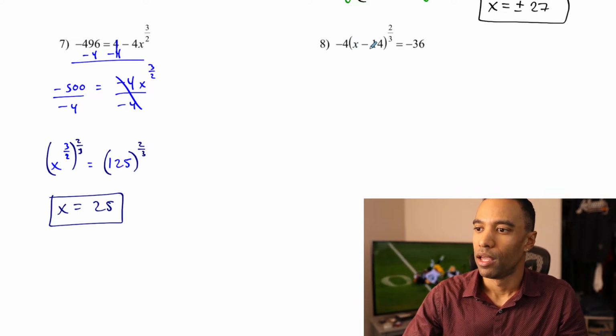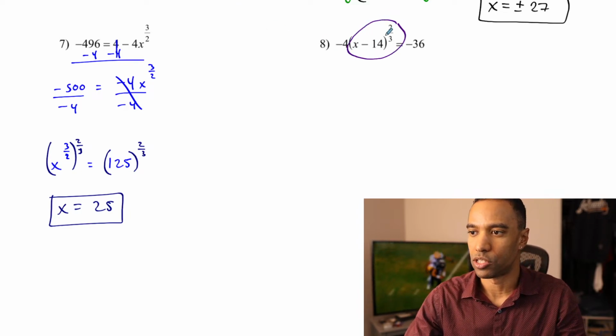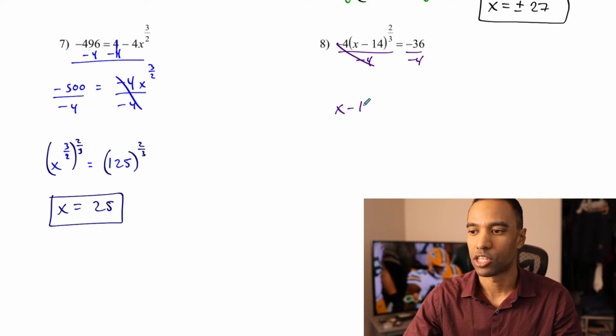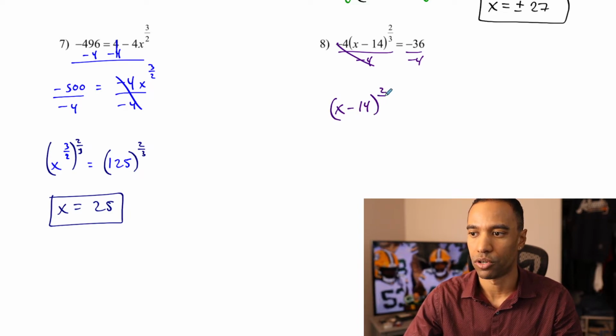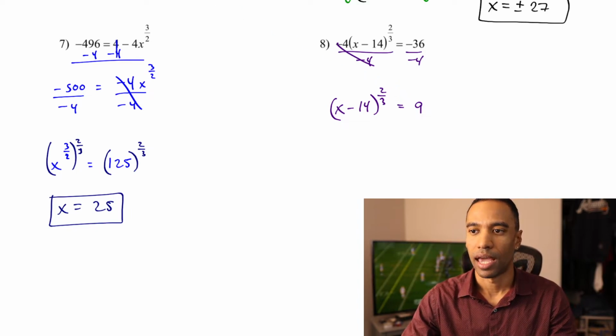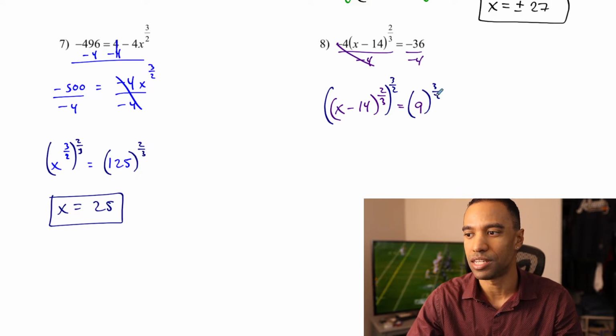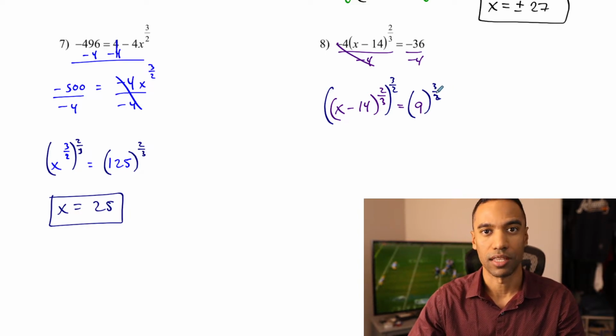Number 8. This quantity is raised to the 2/3 power, so we just got to divide by the negative 4 on the outside. That's our beginning step here. So x minus 14 to the 2/3 power equals positive 9. And if I raise both sides to the 3 halves power, if you notice there, 3 halves power does indeed mean you are taking the square root.